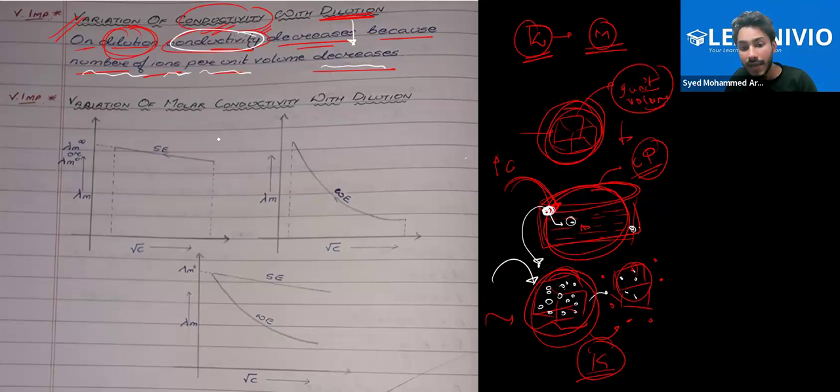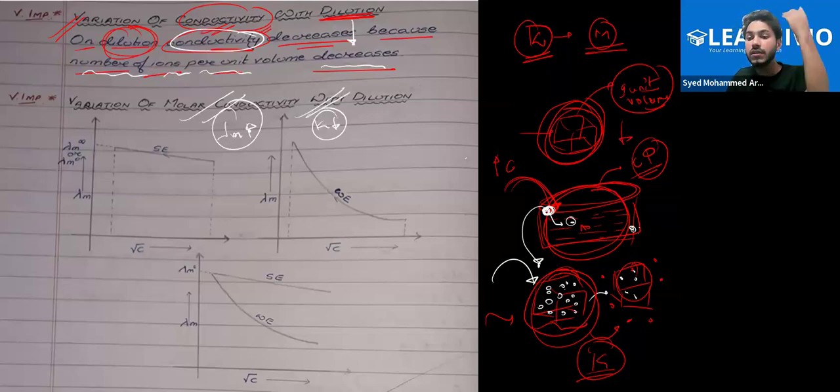So it means that my lambda m is increasing, and my conductivity is decreasing in a unit volume. There are two things: lambda m and conductivity. Lambda m is molar conductivity, so molar conductivity is increasing. Why? Because it is defined in one molar volume, while conductivity is defined in unit volume. So there is a difference between a unit volume and a complete solution. Now if you see the graph, the variation of conductivity and molar conductivity, the relation.